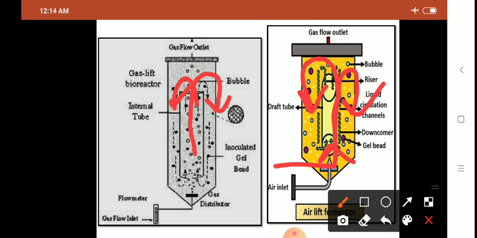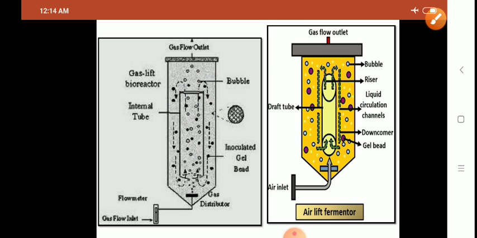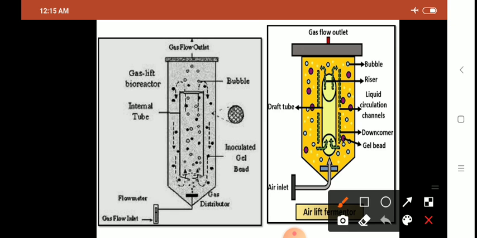Now, when the air is passed inside, the air lifts up the medium. That is why it is named the airlift fermenter. This vessel is not provided with any agitator, because mixing is done by the air that lifts up the medium. The medium rises up in the riser tube because of air pressure and comes down in the outside zone, which is called the downcomer.